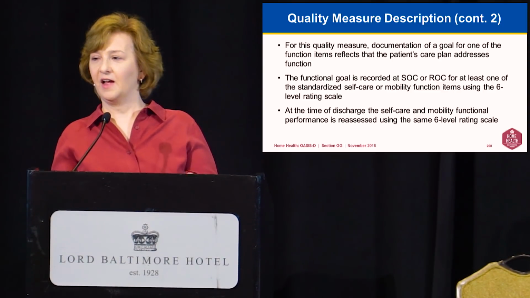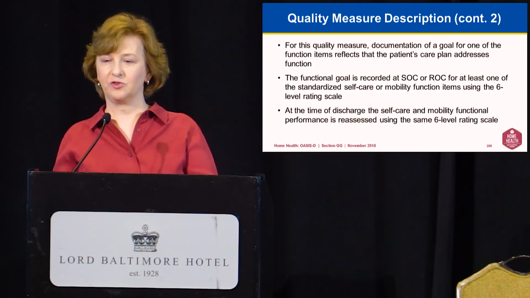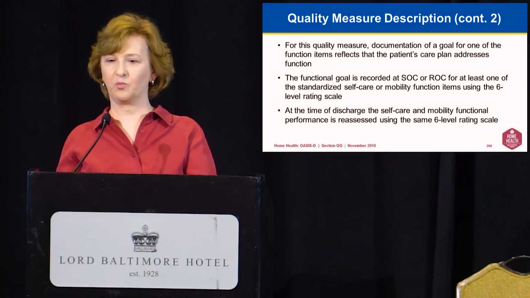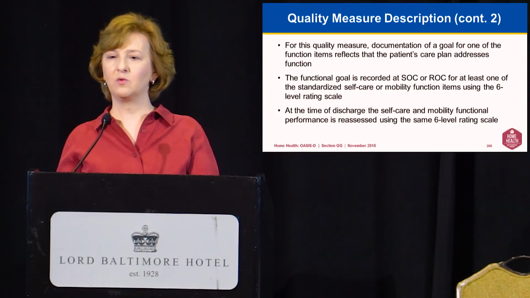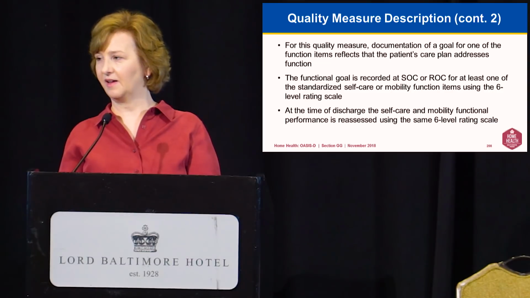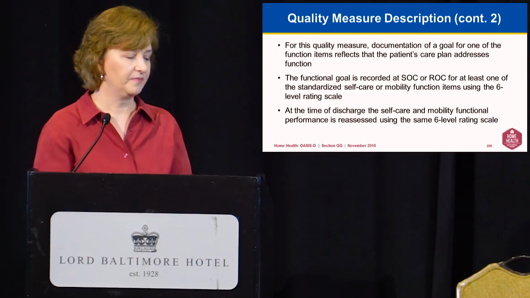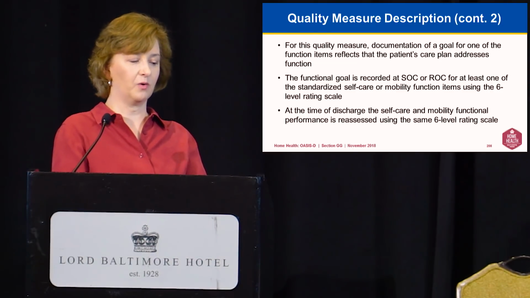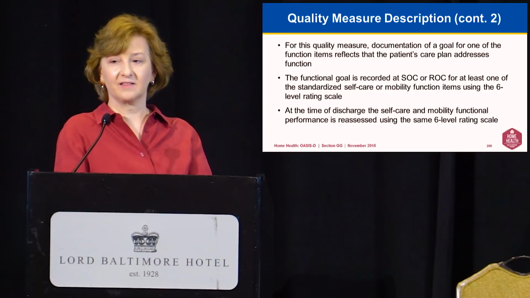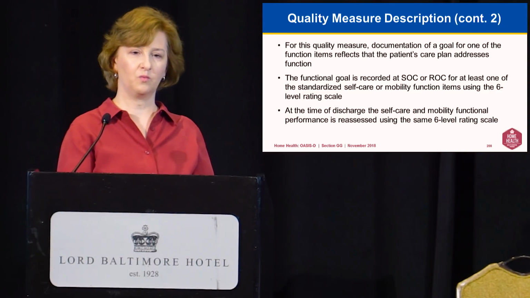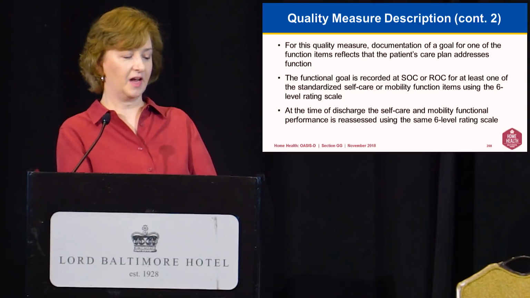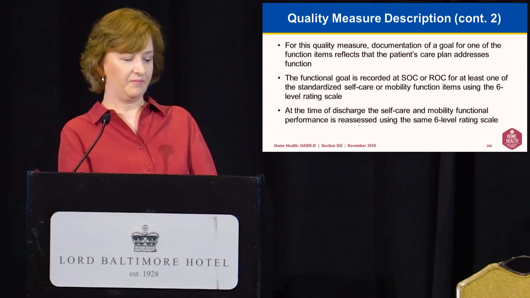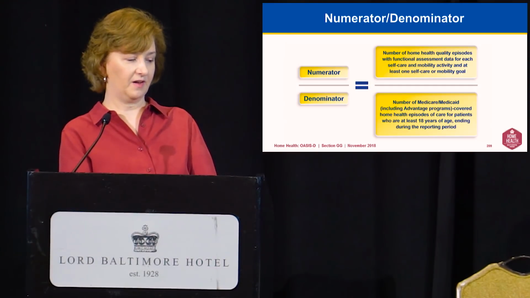So just to be clear, there is a requirement for this quality measure that at least one self-care or mobility goal is reported. So that's one of the GG0130 or one of the GG0170 activities has a goal. The function goal is recorded at SOC-ROC for at least one of the standardized self-care or mobility function items using the 6-level rating scale. So that's the 01 through 06. At the time of discharge, the self-care or mobility performance is reassessed using the same 6-level rating scale.